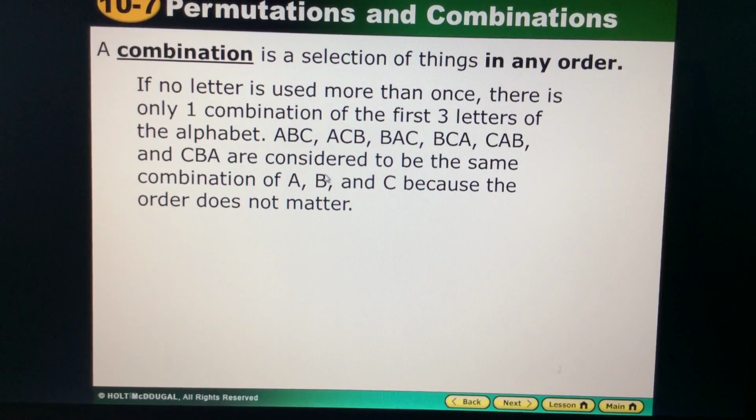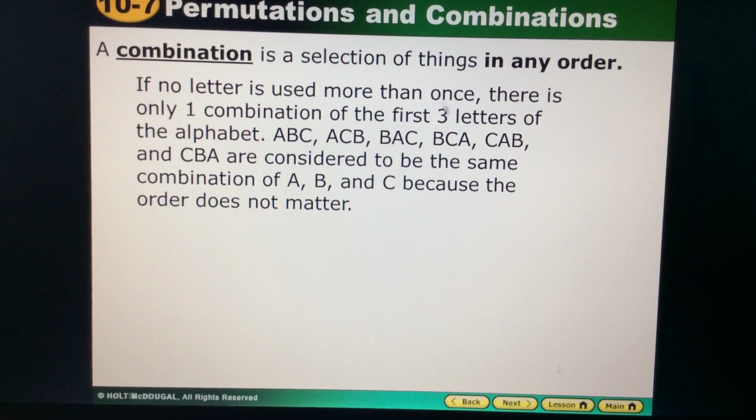Okay, so what's a combination? Well, a combination is a selection of things in any order. Order is not important. So if no letter is used more than once, there is only one combination of the first 3 letters of the alphabet. ABC, ACB, BAC, BCA, CAB, and CBA are all considered really the same thing because order is not important. Once you get these 3 letters, it doesn't matter what order you have them in, that counts as one combination. So in a combination, order does not matter.